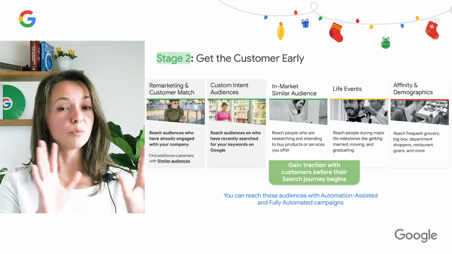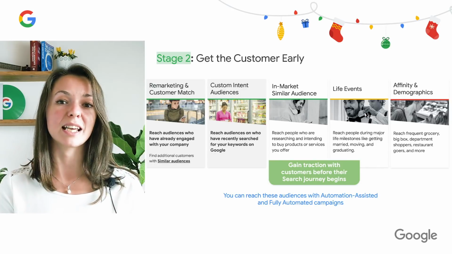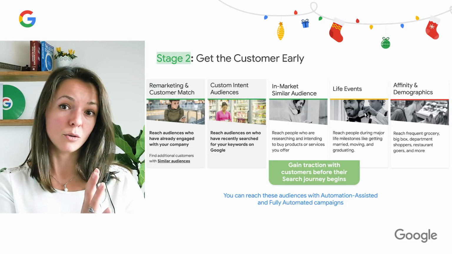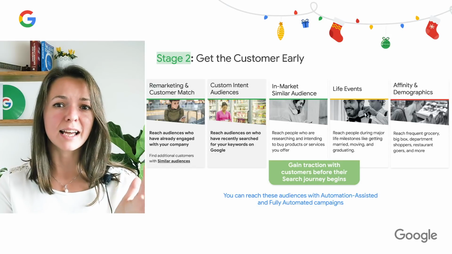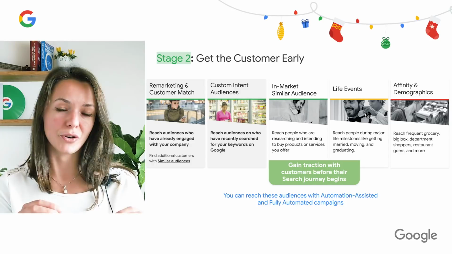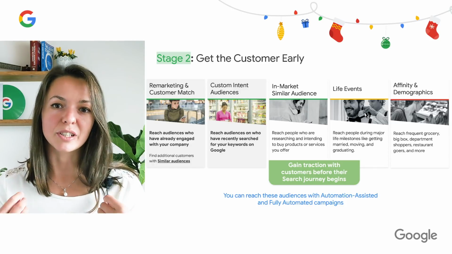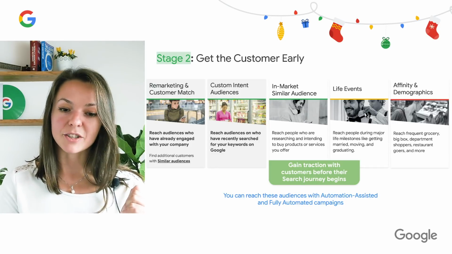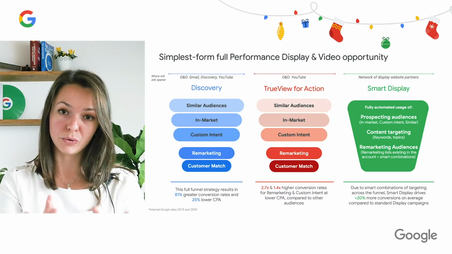Now, assuming that you have your basic setup, you have your remarketing and customer match and custom intent, what do you do next? Those are the people who are already searching or who know you already. But then there's a whole world of people who need your product but are not on search yet. And these are the ones that we speak to through in-market audiences, similar audiences, and live events to a certain extent. And let me actually paint the suite of products that work with those audiences.